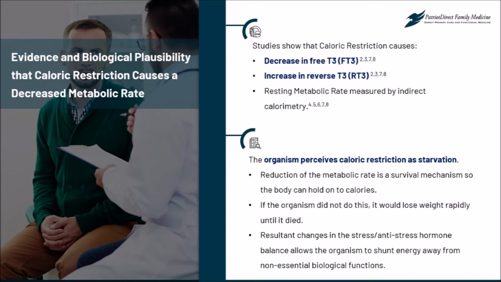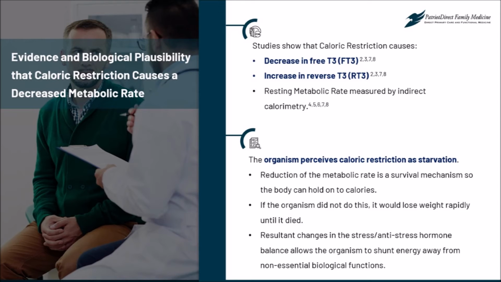Evidence and biological plausibility that caloric restriction causes a decreased metabolic rate. The idea that caloric restriction causes a decrease in the metabolic rate is well accepted in the medical literature. Studies show that CR causes a decrease in free T3 and an increase in reverse T3. Resting metabolic rate, measured by indirect calorimetry, is also shown to decrease during caloric restriction.